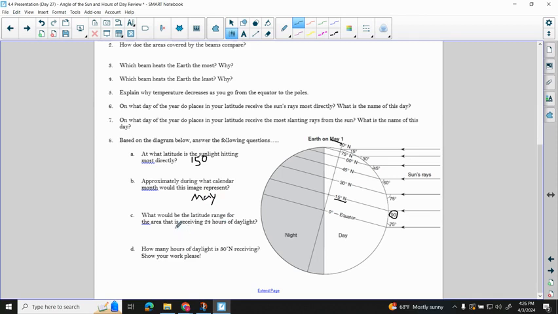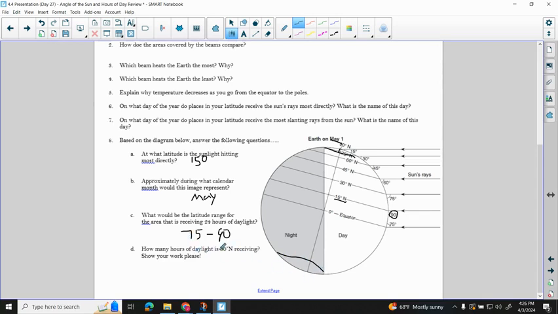What would the latitude range be for the area that is receiving 24 hours of daylight? So right here, 75 degrees north and north of that. So 75 to 90 degrees is getting 24 hours of daylight. Down here, that's 20. Well, that was a terrible drawing. That is getting 24 hours of darkness, if you can imagine that as a straight line.